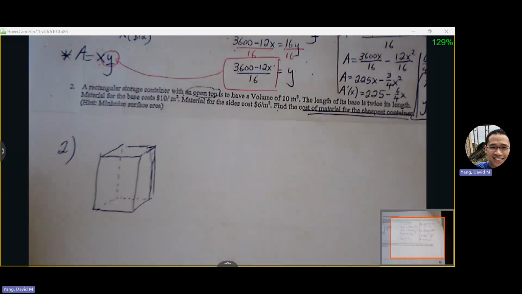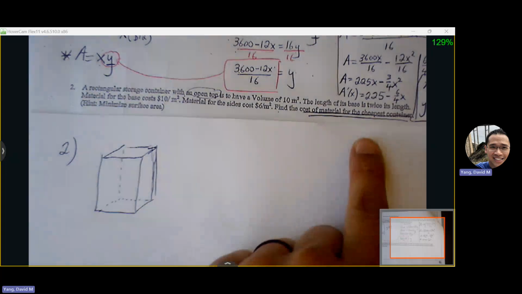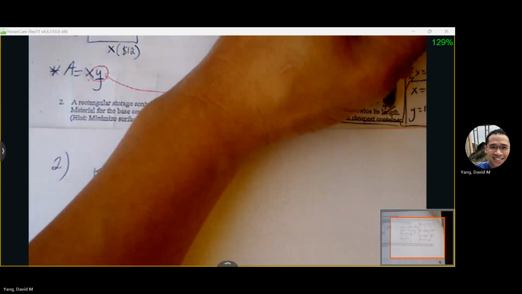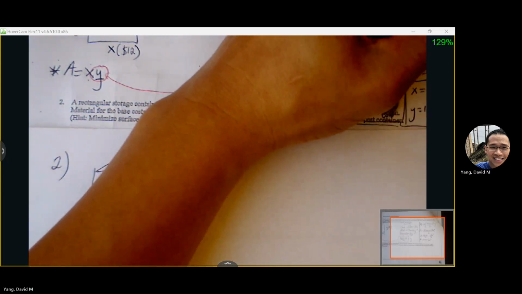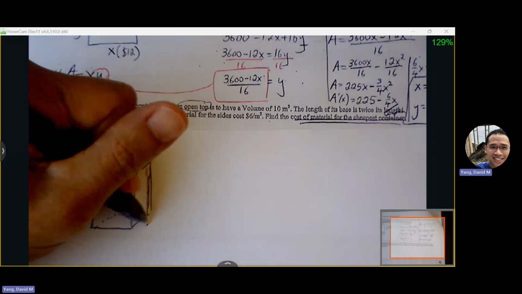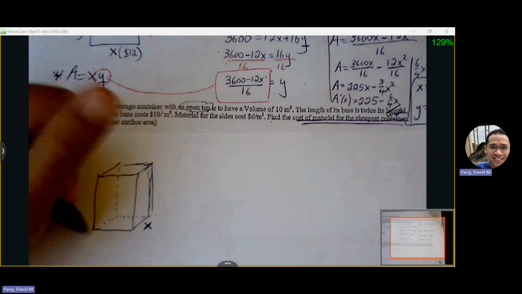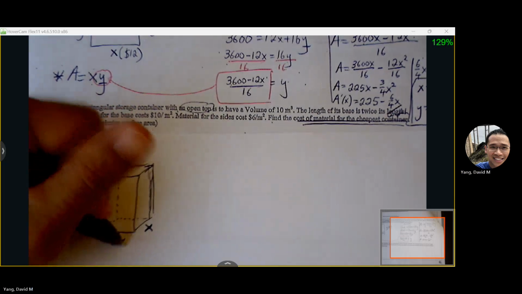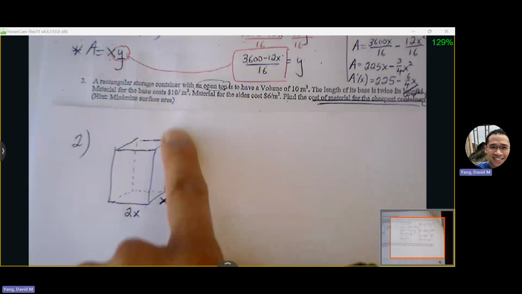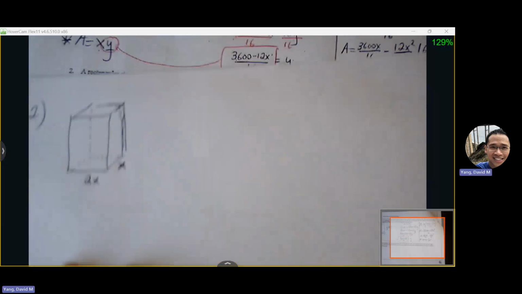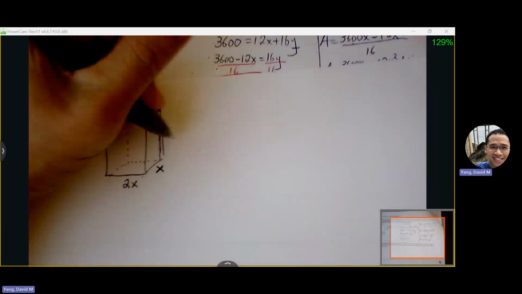Okay, so the length of its base is twice as its width. So that means if I have one side being x, I could have the other base length being what? 2x. And they don't tell us any relationship between the height and the bases, so we have to use a different variable. You can use y. I'm going to use h for height.